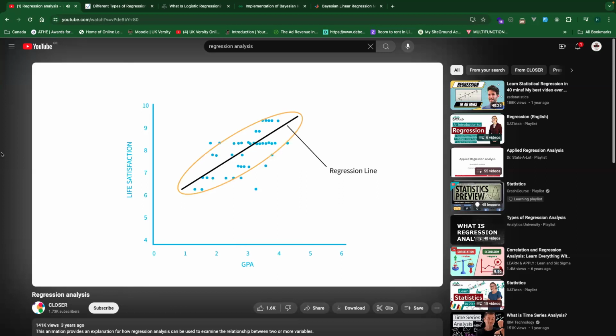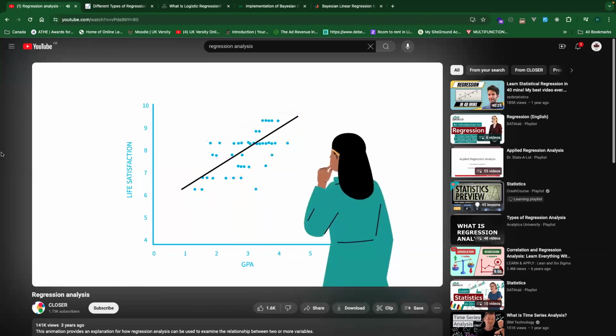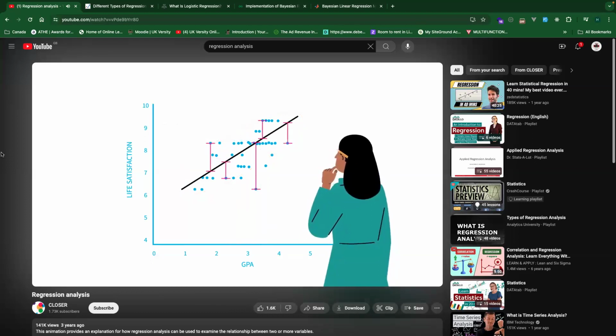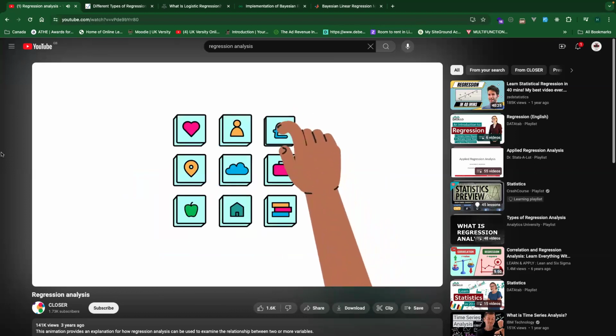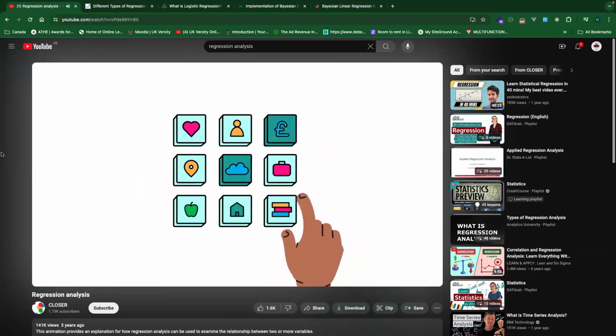From this model, we can predict that someone who had a grade point average of 2.5 would approximate a life satisfaction score of 7.6 out of 10. This is around 0.8 lower on average than someone with a GPA of 3.5, whose life satisfaction score would be around 8.4. It is important to remember that the line is just an estimation and will not predict the outcome perfectly.